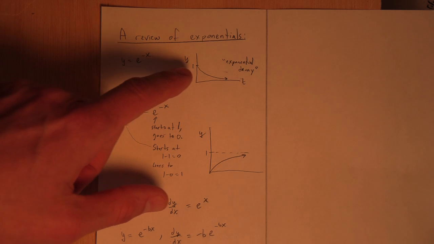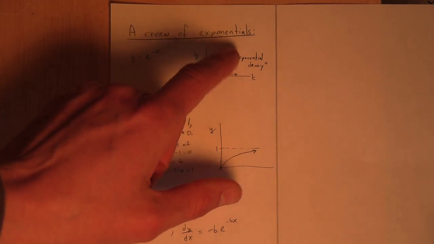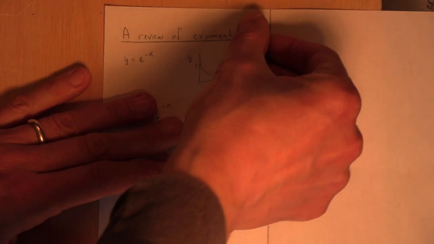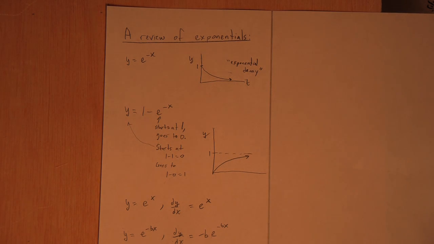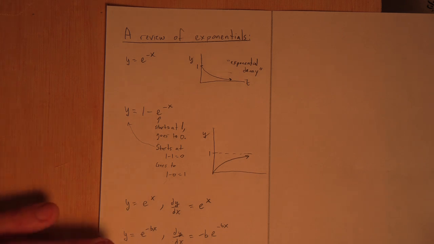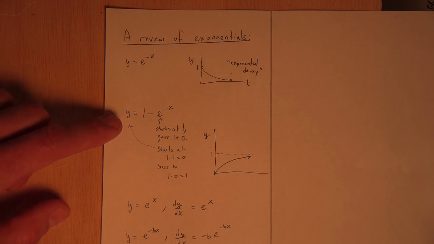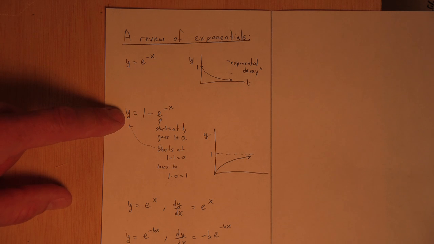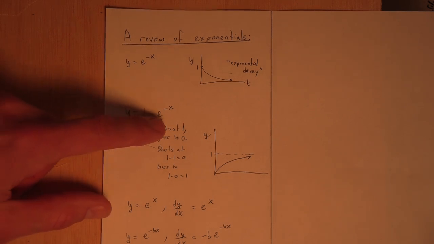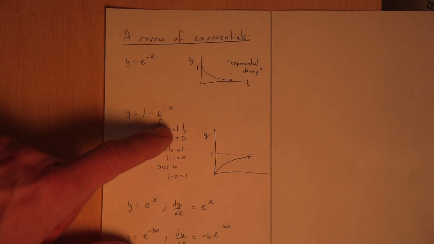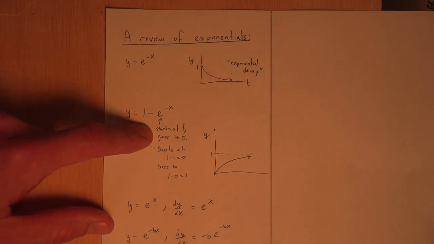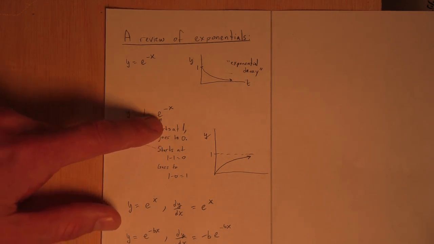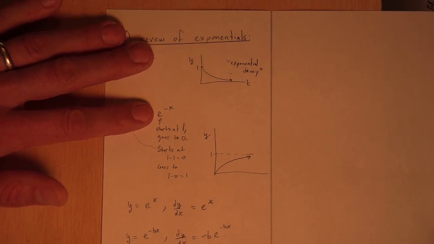If it were e to the positive x, it'd start at 1 and rise, and that would be an exponential growth. But the negative power is primarily what we're going to be using, and that starts at 1 and goes to 0. Now, an interesting thing you could do is, if you want something to rise from 0 instead of fall to 0, you could make a new function, y equals 1 minus e to the negative x, because e to the minus x, as we just said, starts at 1 when you plug in 0 and goes to 0.